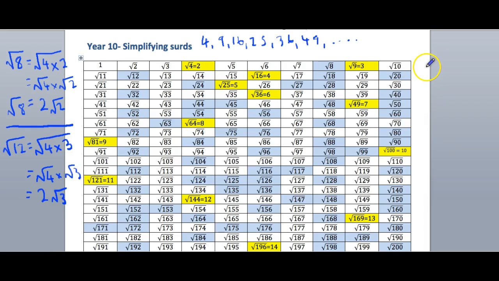Now, I think you can do a few more. What I'm going to do now is just do the square root of 72, because this one's an interesting one. The square root of 72 has multiple factors that are perfect squares, because 4 goes into 72, so does 9.